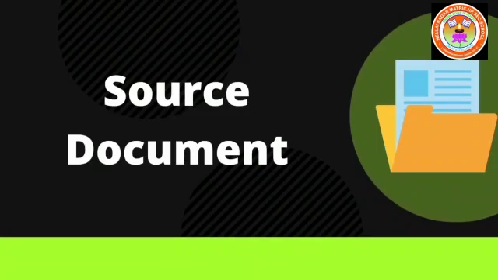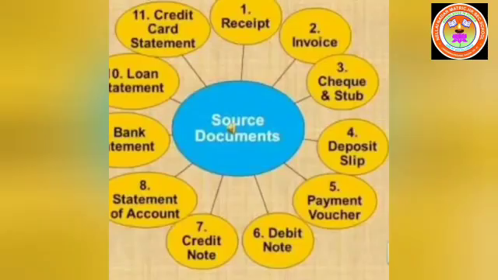A source document is the original document that contains the details of a business transaction. A source document captures the key information about a transaction, such as the names of the parties involved, amounts paid, the date, and the substance of the transaction. Source documents include cash receipt, invoice, debit note, credit note, pay-in slip, salary bills, wage bills, check, record slips, etc.